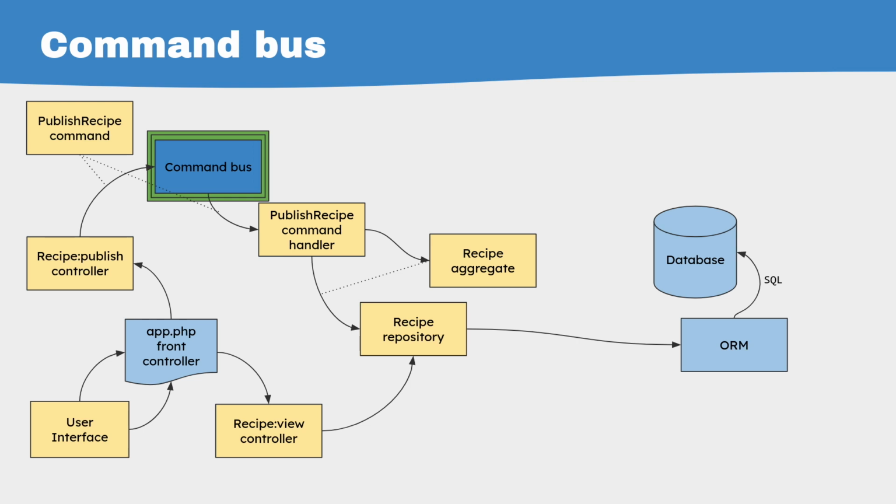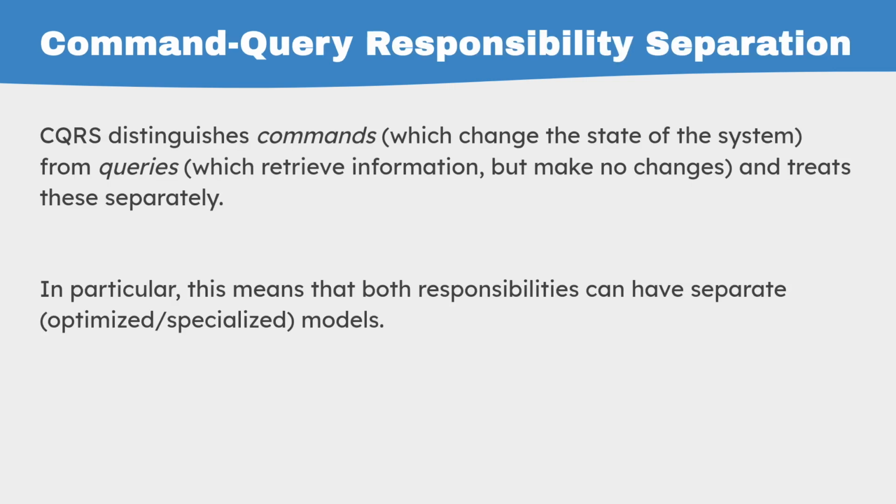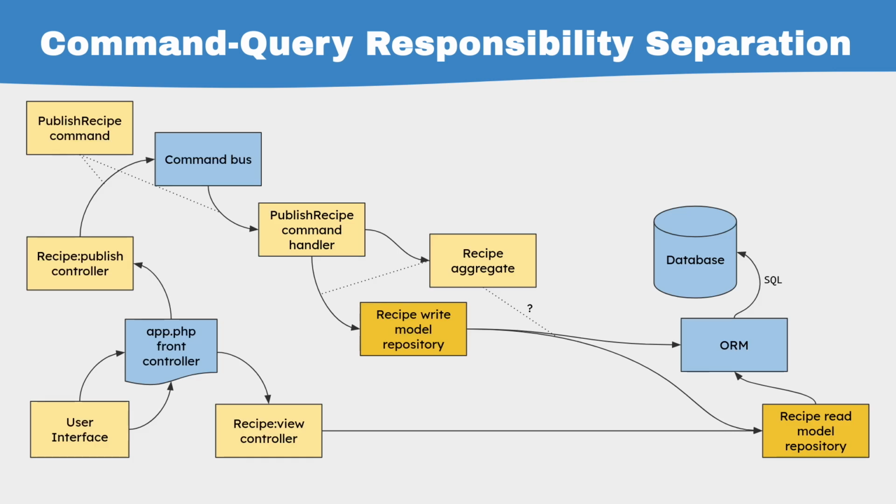So here comes in command query responsibility separation, often called CQRS, and that distinguishes commands, the things that update the state of your system, from the queries which just read state from your system. And they treat these separately, and especially that allows creating specialized and optimized models for both. So if we want to add a dashboard, we can add a specific dashboard model. What does that look like? Well, right now, instead of only having one repository, we have a write model repository and we have a read model repository.